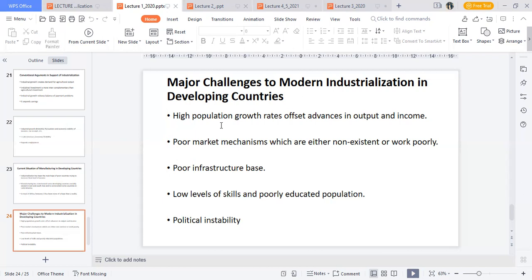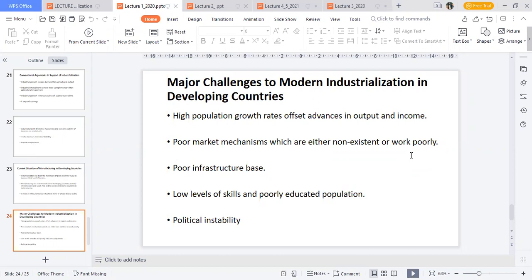Okay. Poor market mechanisms, which are either non-existent or work poorly. So yeah, in Ghana, when it comes to Africa, we have poor market mechanisms, meaning that the market mechanism could be a price or something, meaning that maybe when you produce, people don't see a value in it. You bring things to the market and people want to buy it at a lower price. Now, when you sell it at a lower price, how do we expand it next time? You get it? Yes.